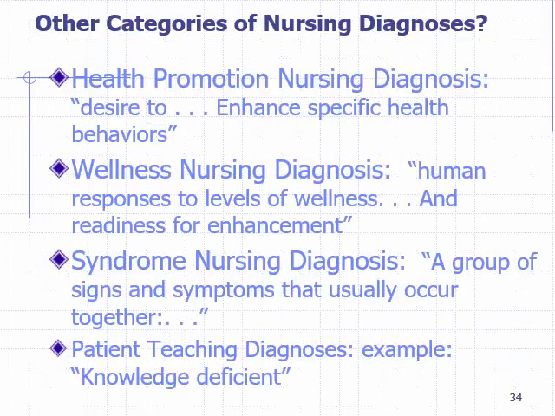Other categories of nursing diagnoses that are out there that are not used quite as often are health promotion nursing diagnoses. The patient has a desire to enhance specific health behaviors. Wellness nursing diagnoses, where you have human responses to level of wellness and readiness for enhancement. Syndrome nursing diagnoses, where you have a group of signs and symptoms that usually occur together. And then there are patient teaching diagnoses, for example, knowledge deficit.